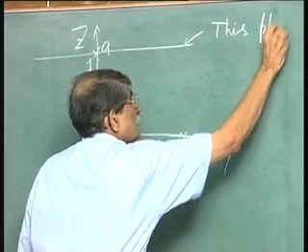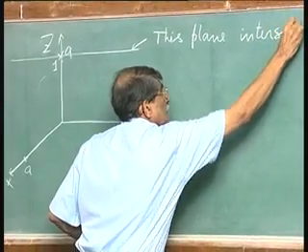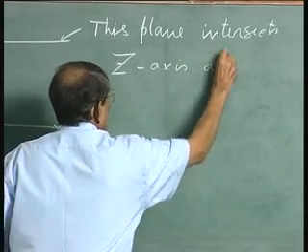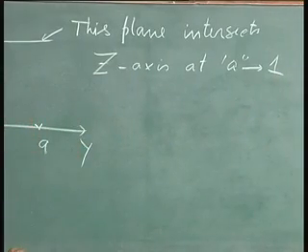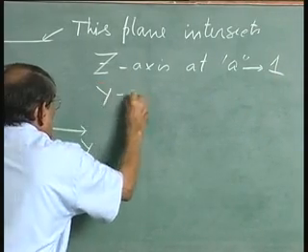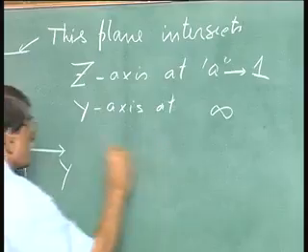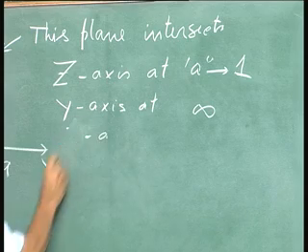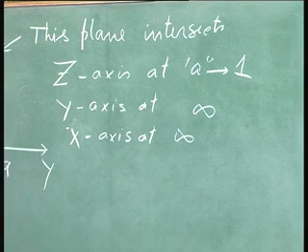This is just to go back to the discussion, it intersects the z axis at A, call it as 1, normalize with respect to that. Y axis at infinity, x axis at infinity. So, actual coordinates are 1, infinity, infinity.